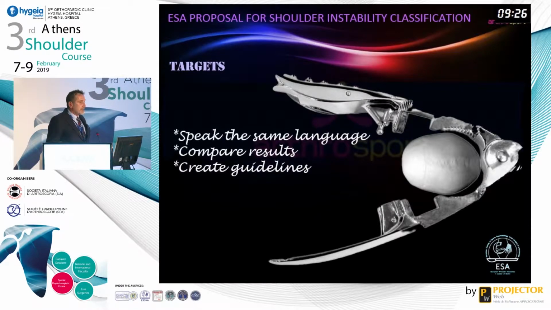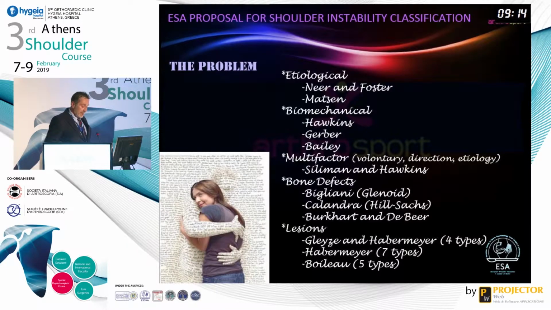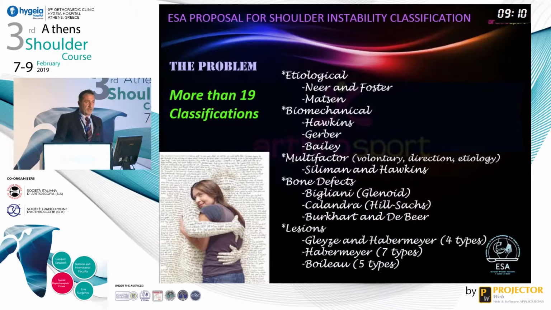But we have to speak the same language so that we can compare results and create some guidelines for the treatment of our patients. And the problem is we are managing more than 19 classifications for shoulder instability.